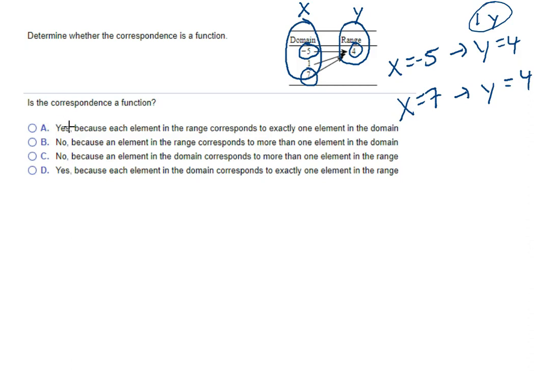Now here we have two choices to make. There's two yes answers. So we have to read these carefully, and sometimes these trick me, so let me take my time with this. Yes, because each element in the range corresponds to exactly one element in the domain. That's backwards, right? What I said up here was that each value of x, each value in the domain, can only correspond with one value in the range. So let's read this other one here. Yes, because each element in the domain, that's x, corresponds to exactly one element in the range, that's y. That is what makes it a function. Each value of x corresponds to just one value of y.